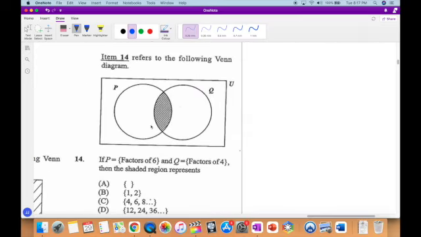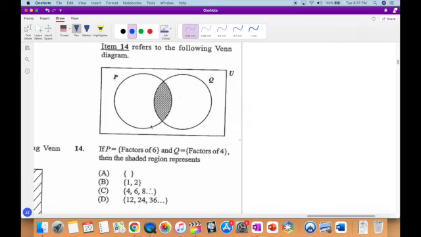Item 14 refers to the Venn diagram. P are the factors of 6, so the factors of 6 being 1, 2, 3, and 6. Q are the factors of 4, so 1, 2, and 4. Then the shaded region there would be 1 and 2.